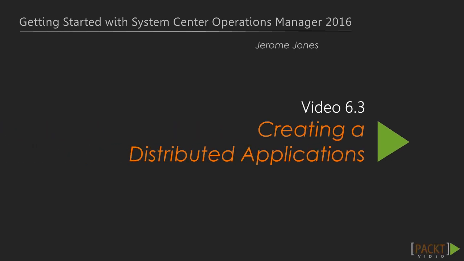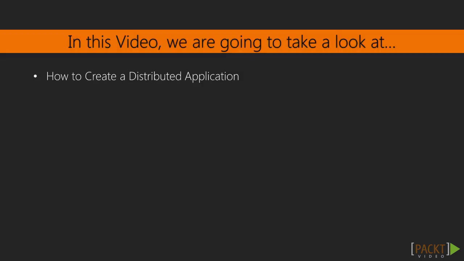In video 3.2, we looked at an overview of a distributed application and the different components of a distributed application. In this video, we're going to look at how to create distributed applications. To create a distributed application diagram, you have to use the Create Distributed Application task that's available from the Distributed Applications node in the authoring pane.